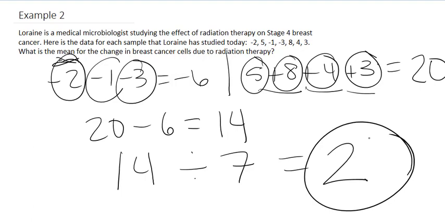So when finding the mean of a set of numbers, you're just looking for the average. You can find the average by adding up the total and then dividing it by the number of samples.